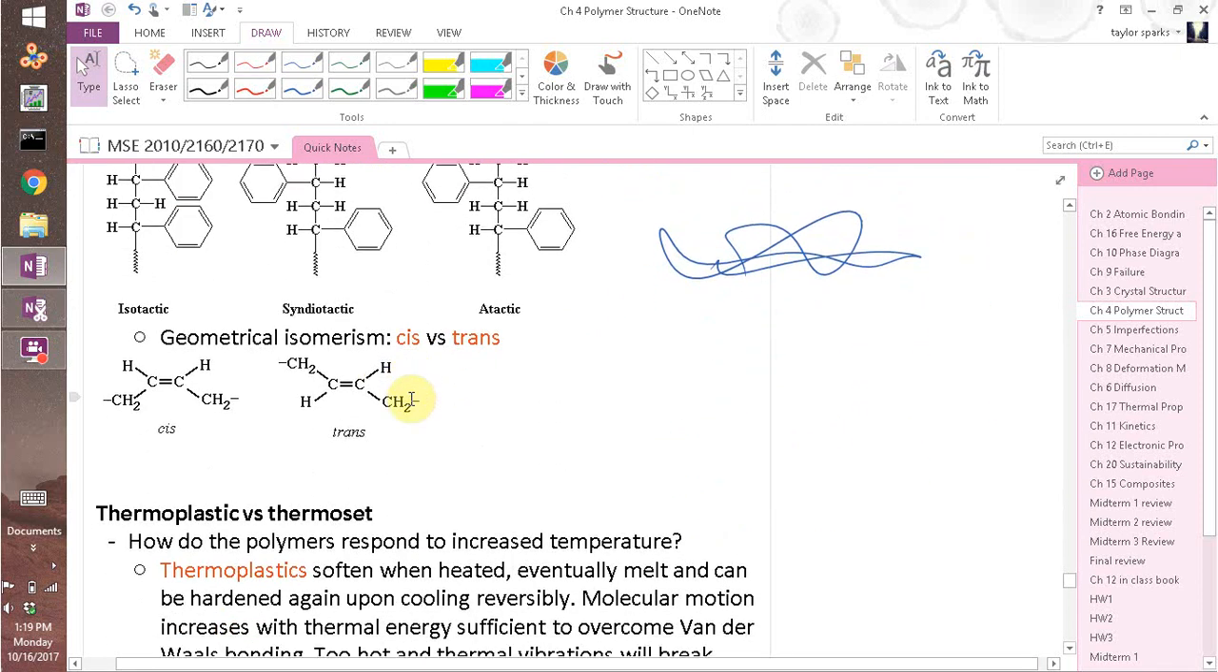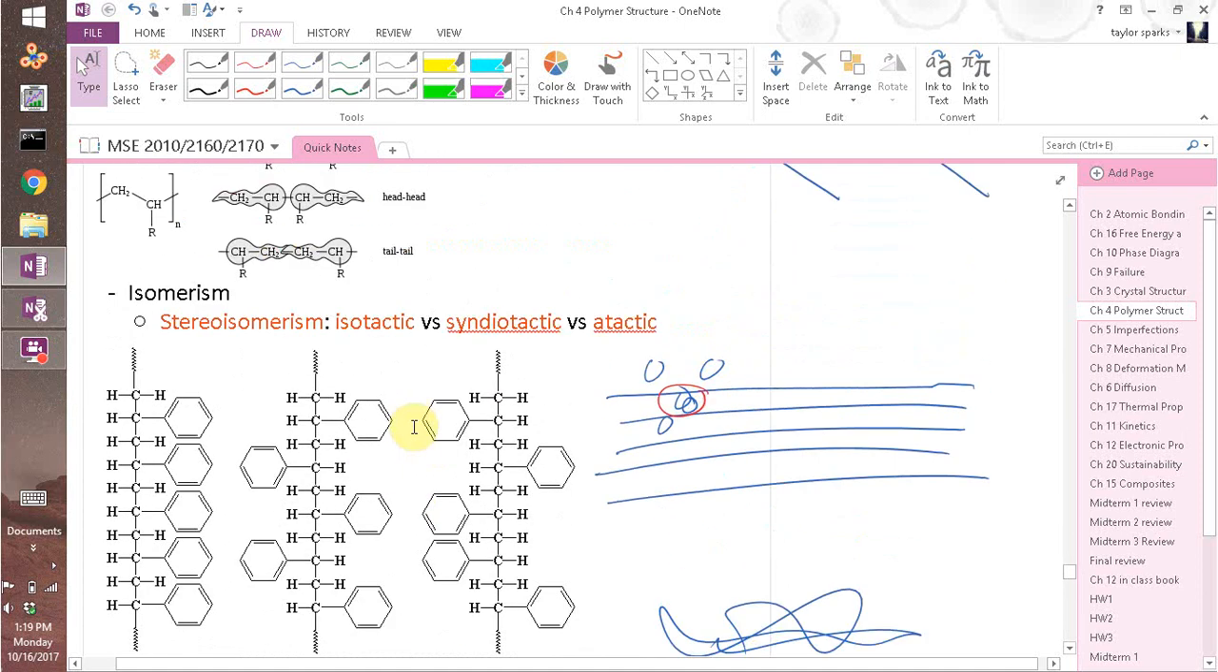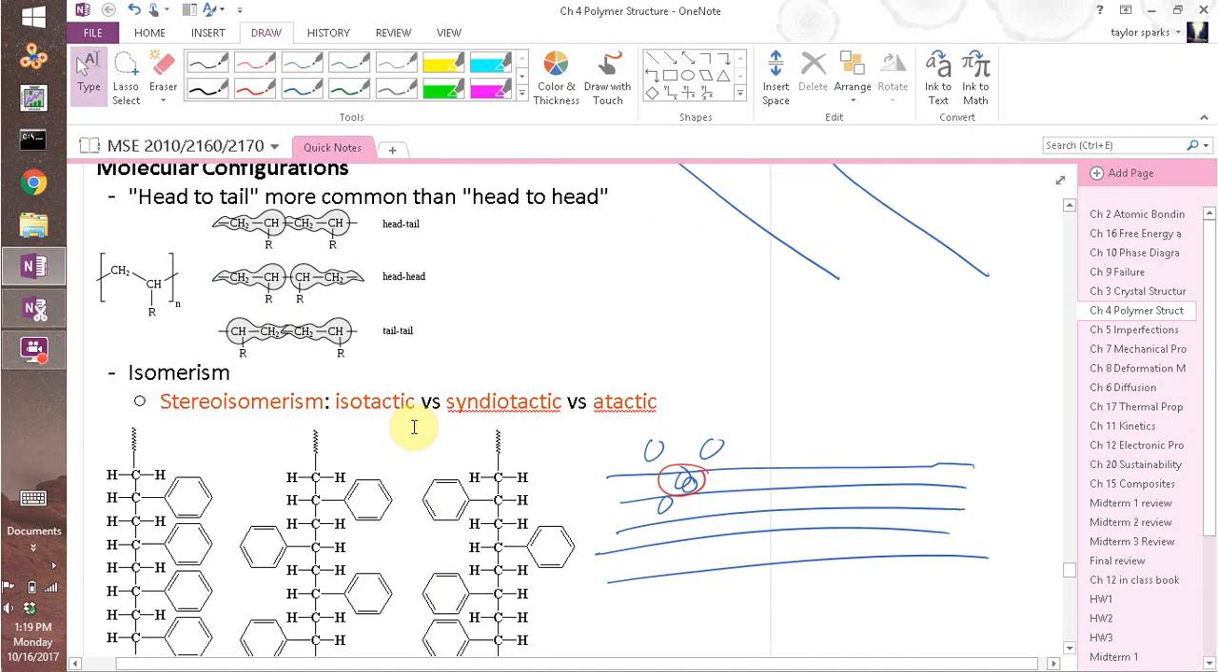Then you can also have geometric isomerism. So for example, if you have a double bond, that's one that's not going to rotate, it's going to be fixed. You can have your side groups on the same side, which we call cis, or you can have them on opposite sides, which we call trans, right? So these are the different sort of terminology. So if you hear polymers, they say it's atactic, isotactic, cis, trans. What they're describing is how these mer units are coming together.